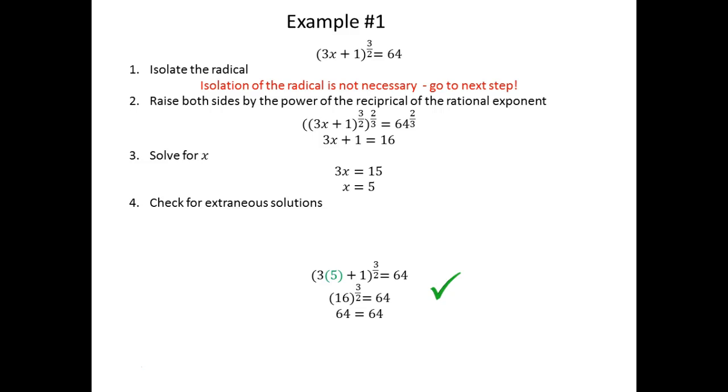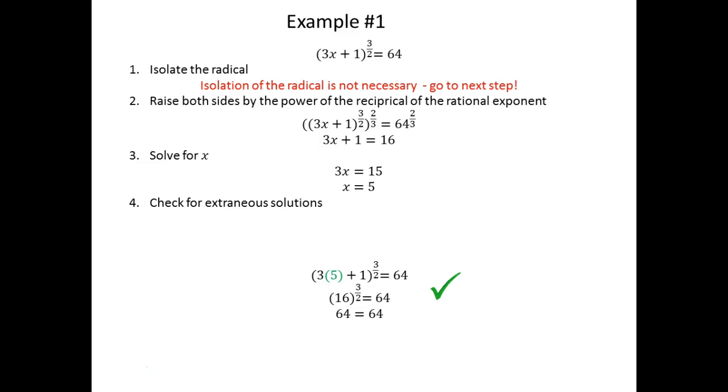My exponent is 3 over 2, so I'm going to raise both sides of the equation to the 2 over 3 power. Now, on the left side of the equation, that just gets rid of the exponent, and I have 3x plus 1. On the right side of the equation, I use my calculator, and I find out that 64 raised to the 2/3 power is 16. I have a nice, easy equation now to solve for x. I do that, and I check my answer. This answer checks out perfectly.